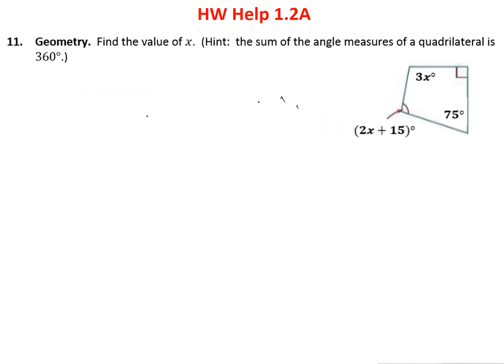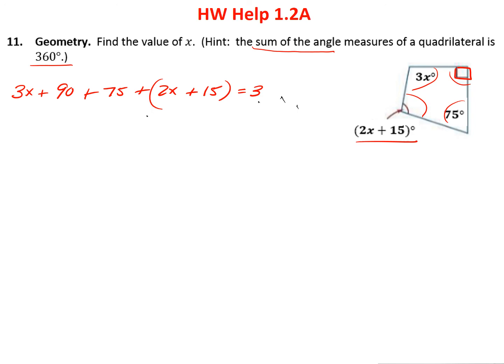Our last problem is a geometry problem, and is based upon what you see in the hint that says that the sum of the angle measures of a quadrilateral, which means a 4-sided figure, is 360 degrees. So that means the sum of each of these angles adds up to 360. So let's just write them down. I'll start here with 3x. And remember, when you see this little square in the corner, that means it's a right angle, which is 90 degrees, plus 75 degrees, plus this number, 2x plus 15, equals 360.